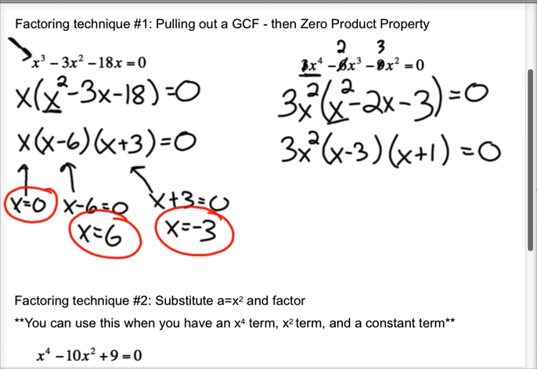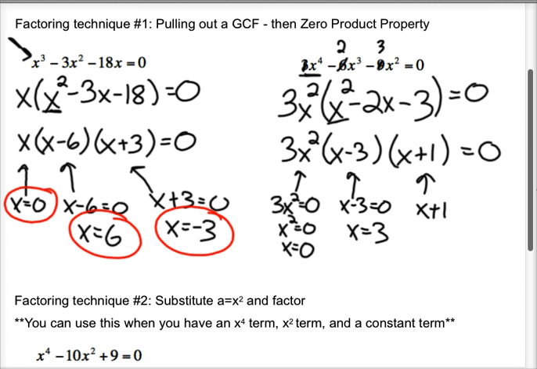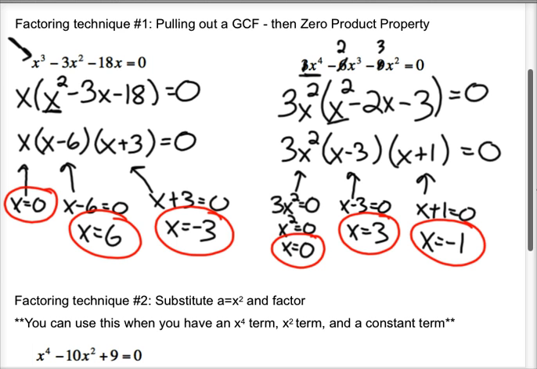All right, so this right here, the 3x squared, I'm going to set that equal to 0. Well, if I divide by 3 and square root, I'm going to get x equals 0. Here, x minus 3 equals 0 is going to give me an x equals 3. x plus 1 equals 0 is going to give me an x equals negative 1. And so these are going to be my solutions.